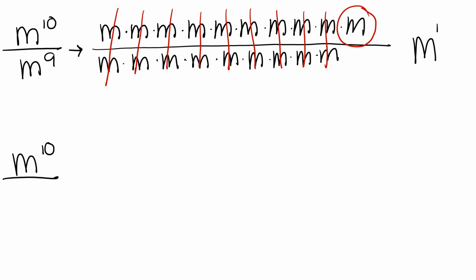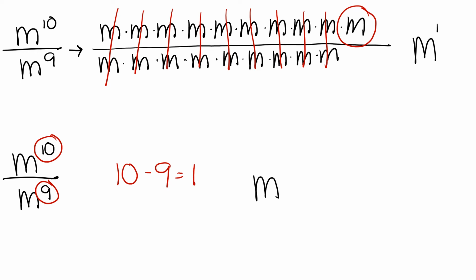If we wanted to use the shortcut method, we would take our original problem, m to the 10th divided by m to the 9th. In division problems, we subtract the exponents. 10 minus 9 is 1. The base number m stays the same, and our exponent is a 1.